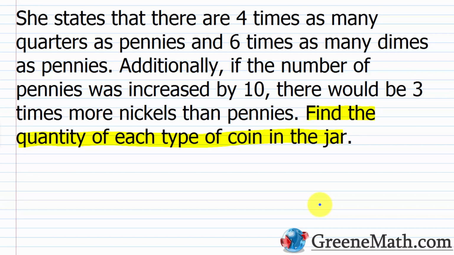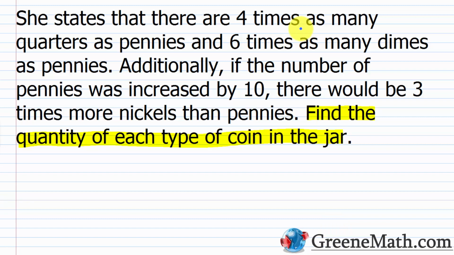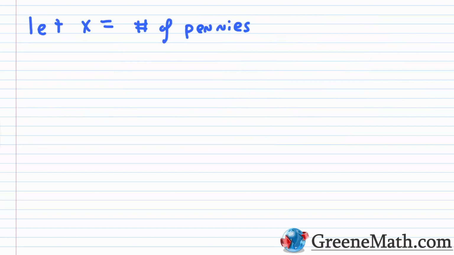So let's start out by just modeling our unknowns. Let x be equal to the number of pennies. We're going to do that because it's involved in all the comparisons, so it's just easier if you do that. So what can we say about the number of nickels, the number of quarters, and the number of dimes? It tells us to start that there are 4 times as many quarters as pennies and 6 times as many dimes as pennies. So if there's 4 times as many quarters as pennies, that means we could say 4x, or 4 times the number of pennies, which is x, is equal to the number of quarters.